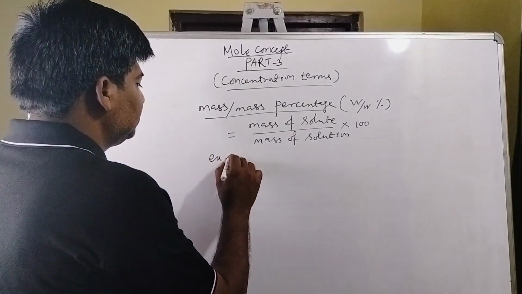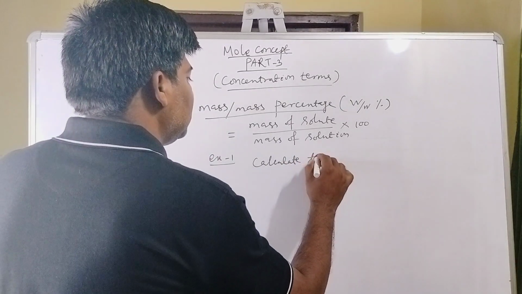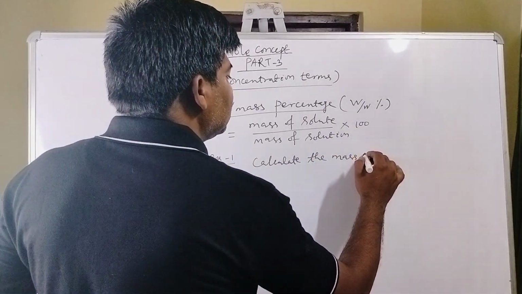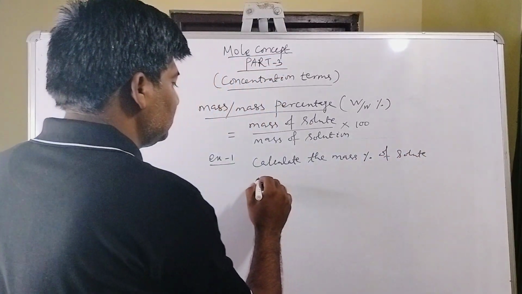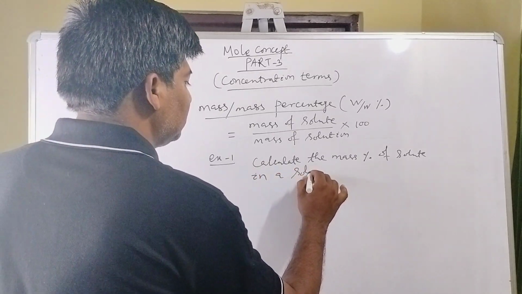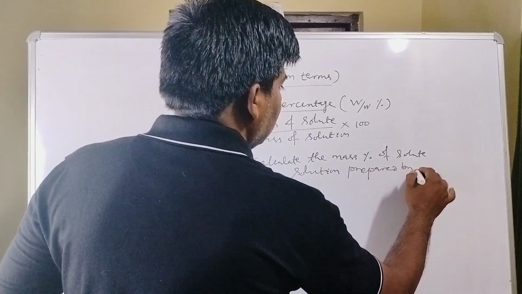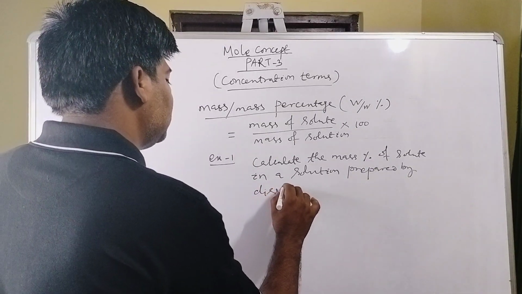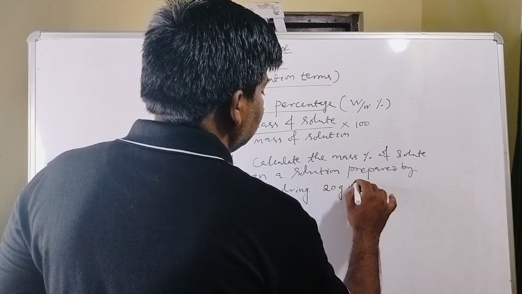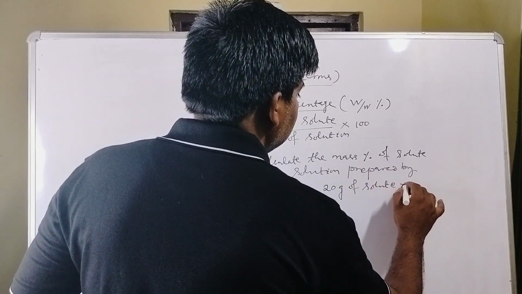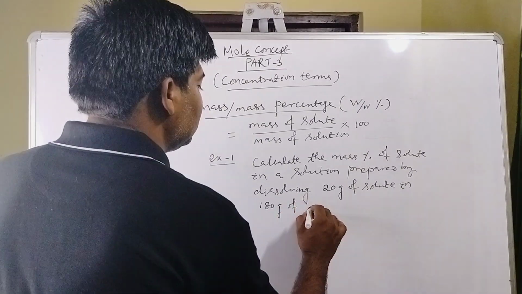Example number 1. Calculate the mass percentage of a solute in a solution prepared by dissolving 20 gram of solute in 180 gram of solvent.